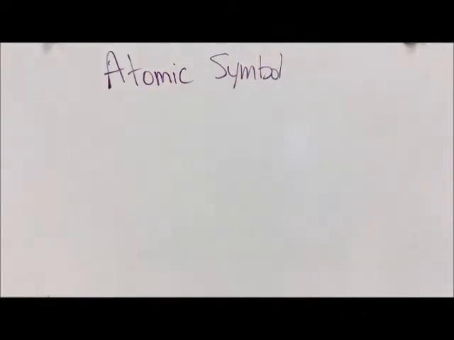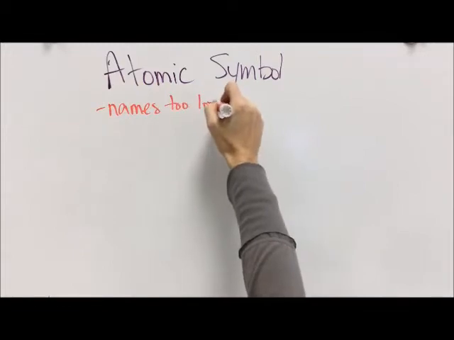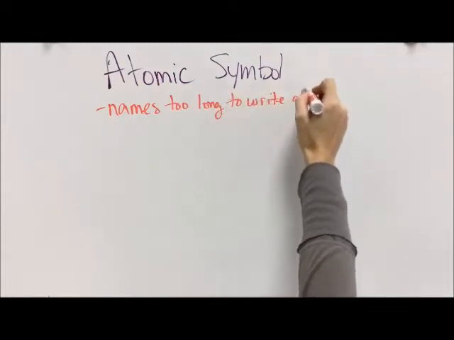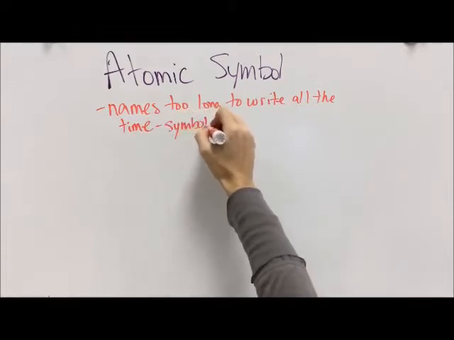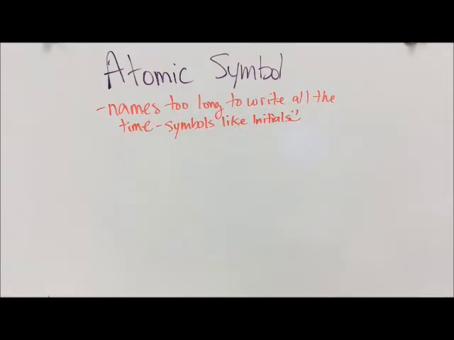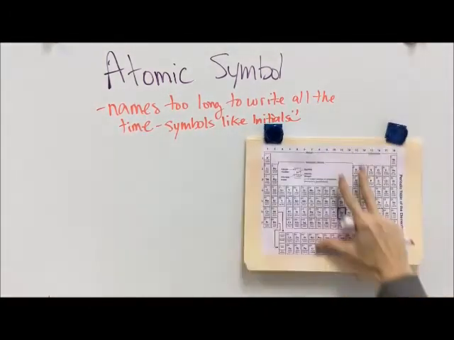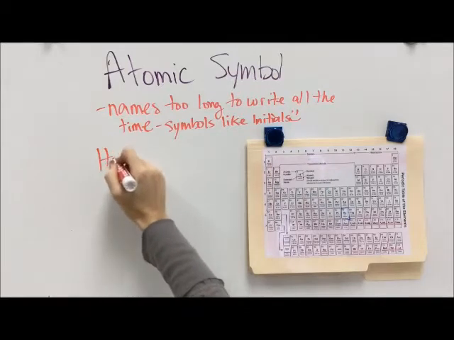So let's talk about atomic symbols for a second, because they're not there to confuse you. They're actually there to make life easier. The thing with elements is that their names are way too long to write out all the time, because there are some things that have like 7, 8, 10, 12 different atoms stuck together. So the symbols are like initials, and they make it a lot easier for scientists to write about elements.